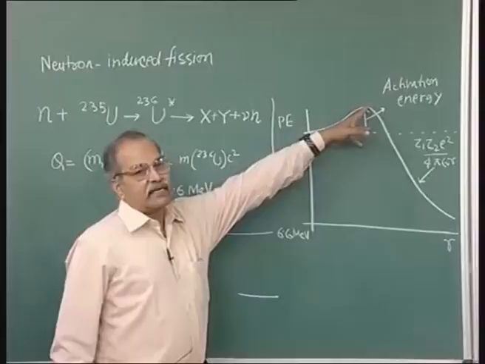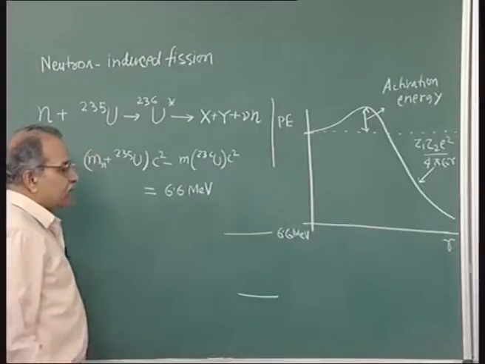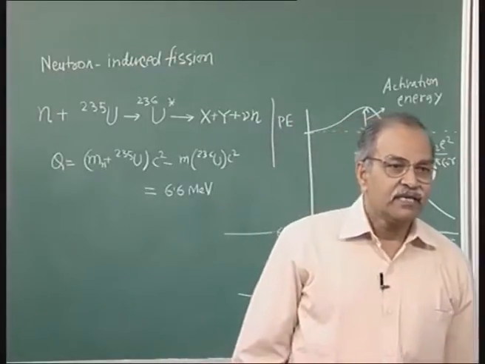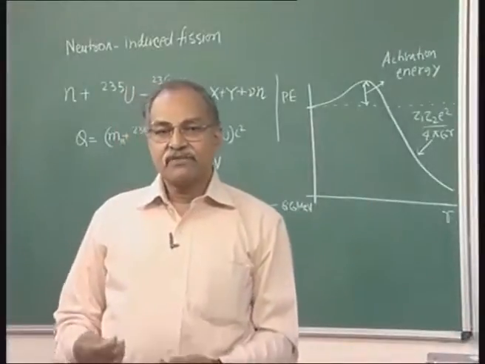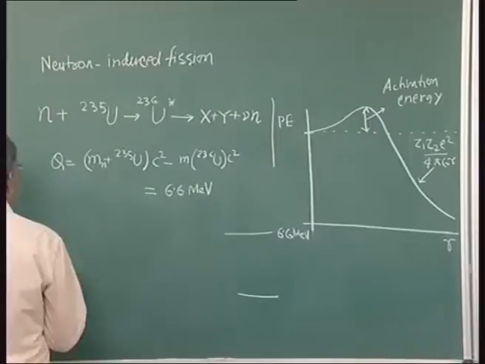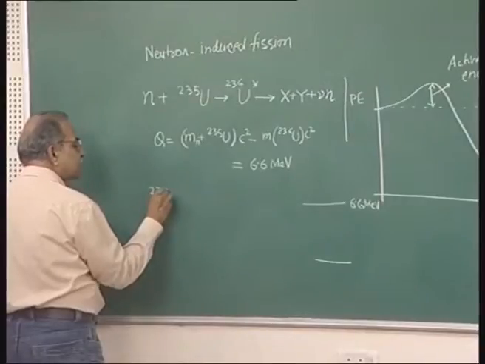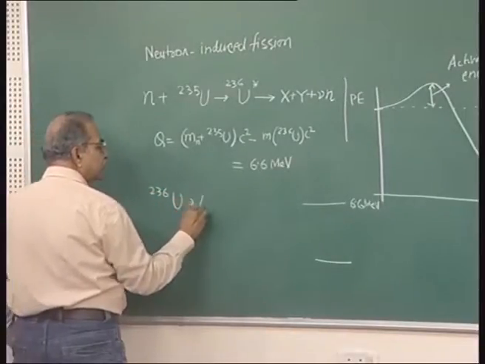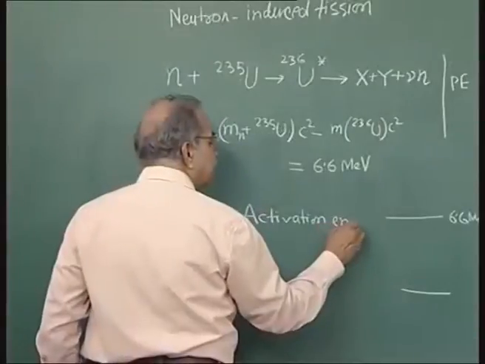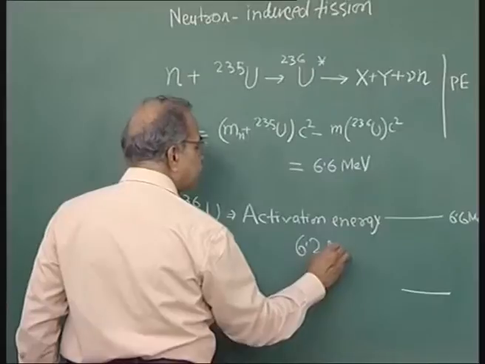Here is that ground state, and above this ground state, how much is this barrier height? How much is this activation energy? Now, this activation energy can be calculated using the liquid drop model, and that is what Bohr and Wheeler had done, and for different A values, different mass numbers, this activation energy is different. And if you calculate for this particular element, uranium 236, different models will give you different values, but typically this is 6.2 MeV.